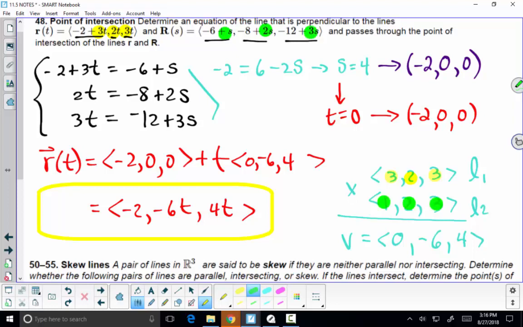Ooh, bad color choice. I don't know what's a better color choice. I think I'll just go with purple. So underline that, and that. Those are this, and this. So the coefficients of t, coefficients of s. And then if we cross them, that's going to give us the direction of the line that's going through that point of intersection.